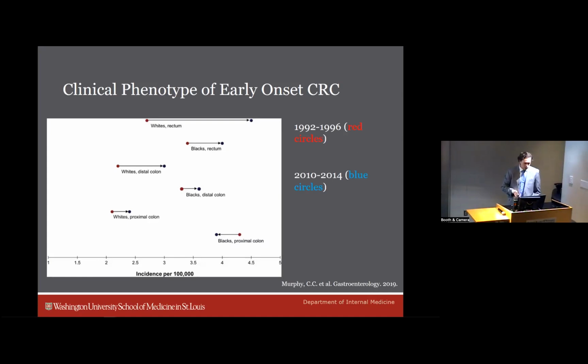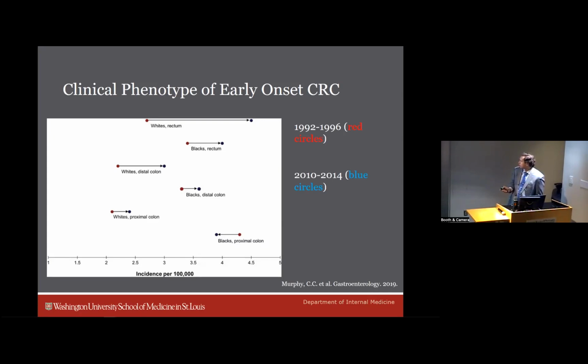So this graph shows that, as we kind of mentioned, the most dramatic increase has been amongst white patients with rectal cancer. And rectal cancer in Blacks is not far behind and is increasing in incidence and quite prevalent. Distal disease is also increasing. And then proximal disease, interestingly, is kind of a wash, a slight increase among our white patients with a slight decrease among our Black patients with proximal colon cancer.